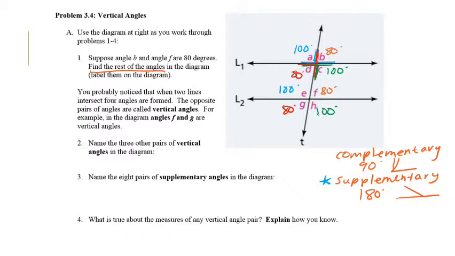Now you've probably noticed that when two lines intersect, four angles are formed. For a simple diagram for yourself, here are two lines that intersect, and they form four angles: 1, 2, 3, 4. The opposite pairs of angles, for example the top and the bottom, and the sides, are what we call vertical angles. For example, in the diagram, angles F and G are vertical angles. You can see that angle F and angle G are opposite each other. They are vertical angles. Now you're going to pick out the other pairs of vertical angles in the diagram. Go ahead and pause for a moment and see if you can find the vertical angles.